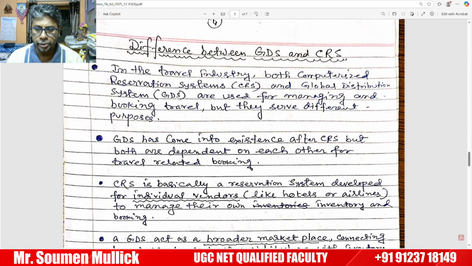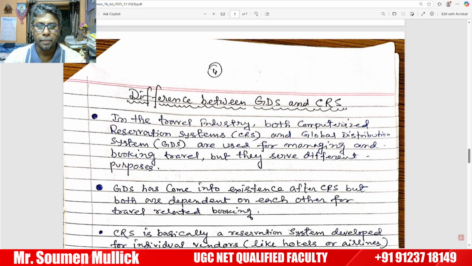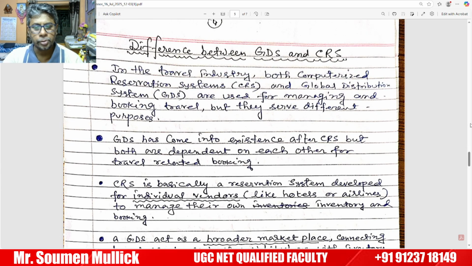Difference between GDS and CRS. In the travel industry, both CRS, meaning computer reservation system, and GDS, global distribution system, are used for managing and booking travel, but they serve different purposes. The GDS came into existence after CRS. CRS ushered in the arrival of GDS. But both CRS and GDS are dependent on each other for travel-related booking.